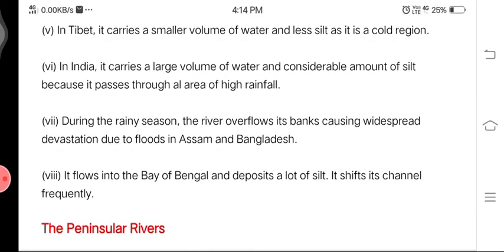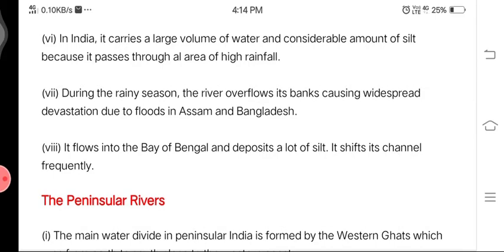During the rainy season, the river overflows its banks, causing widespread devastation due to floods in Assam and Bangladesh. It flows into the Bay of Bengal and deposits a lot of silt. It shifts its channel frequently.